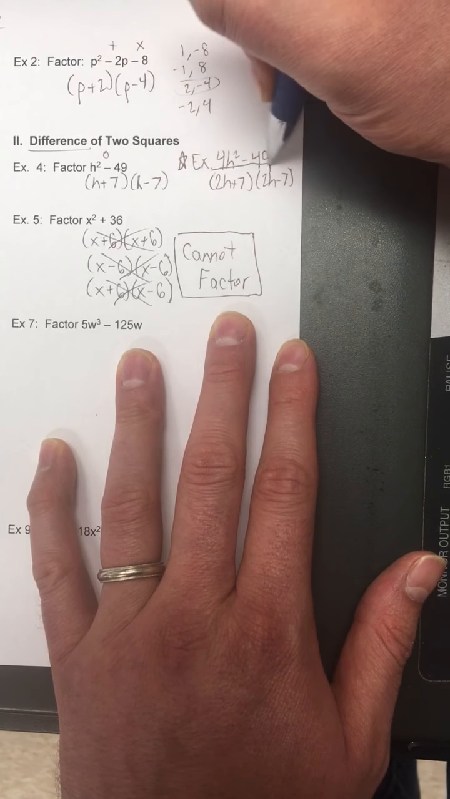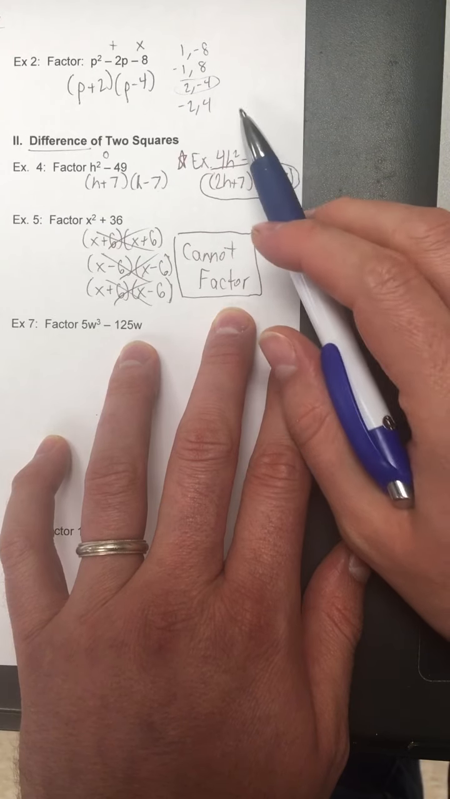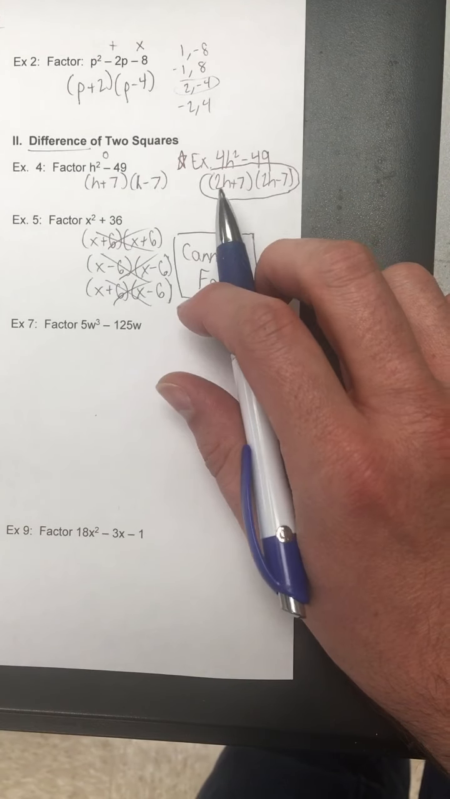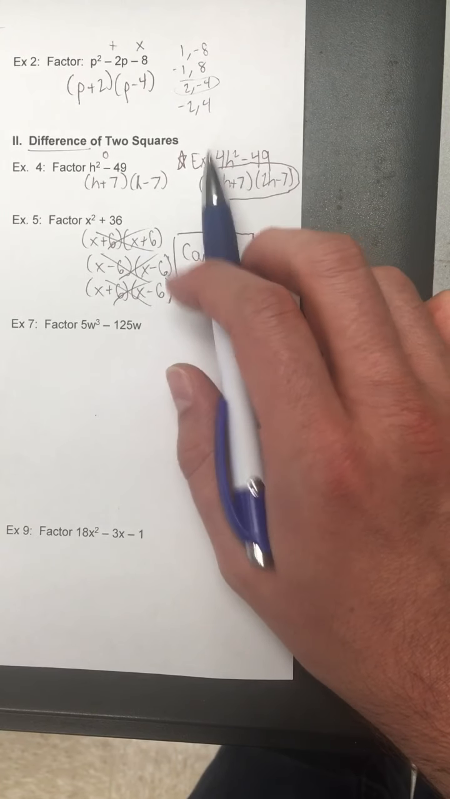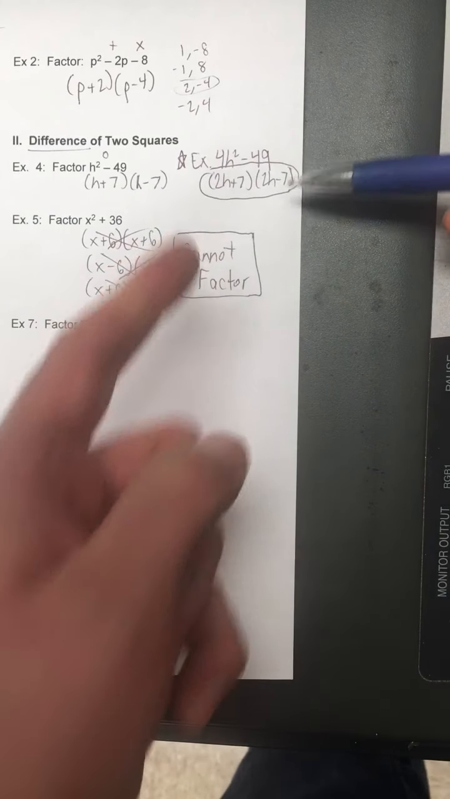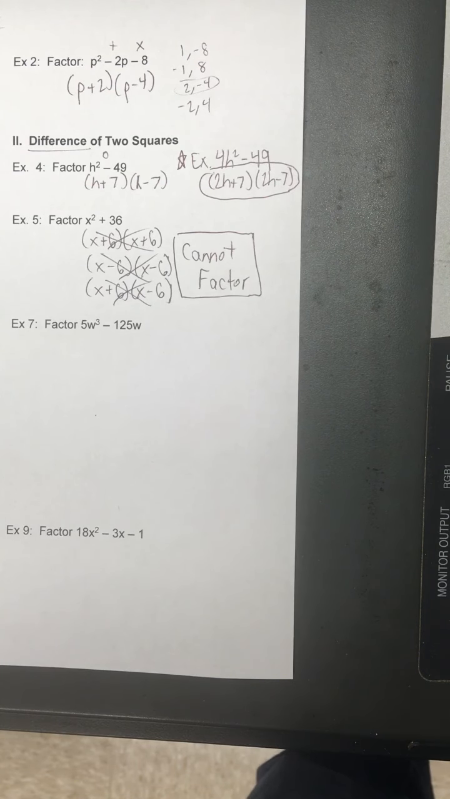All right, still difference of squares. Still looking for numbers that multiply to give me that back number, cancel out to give me 0, but I would just have to put 2's on the h's so that they would multiply together to give me 4h squared. Remember, these factors we're writing are just something that you could multiply together to get back to the original problem.